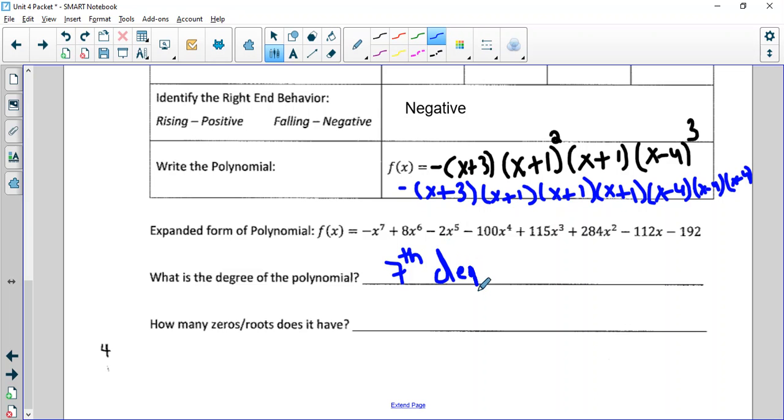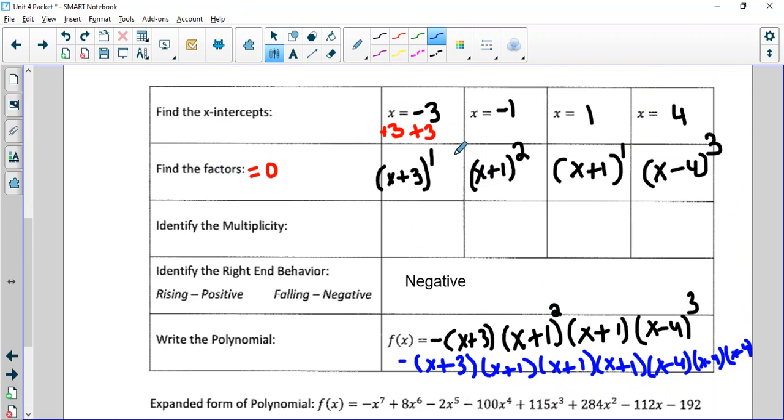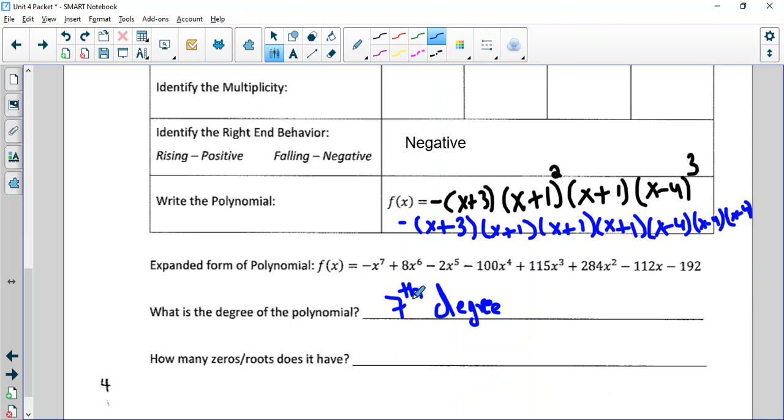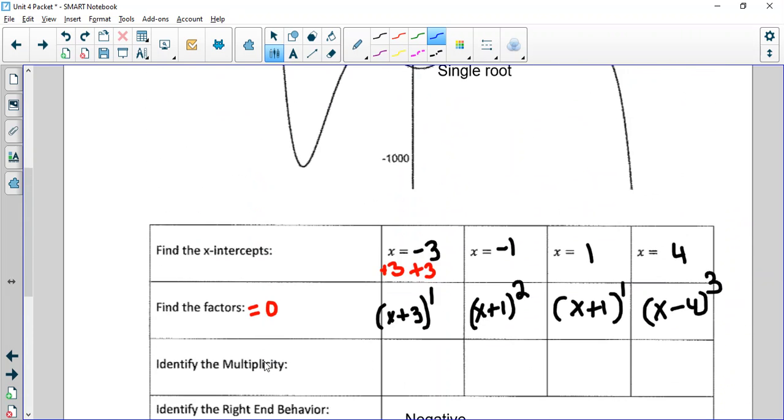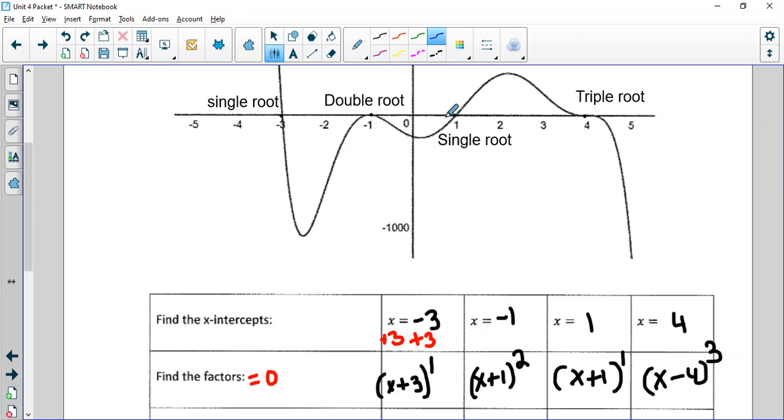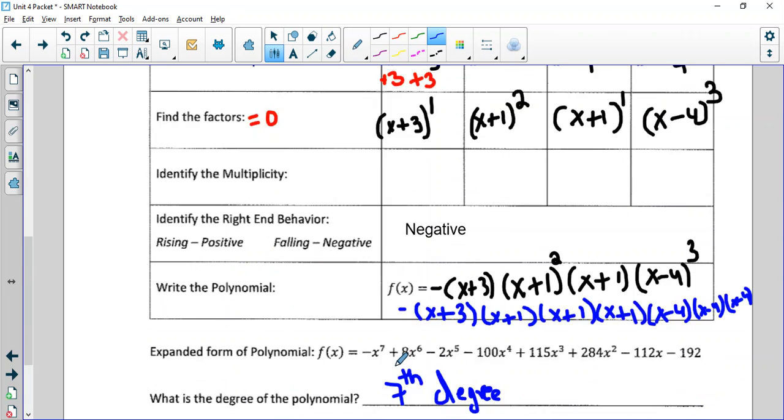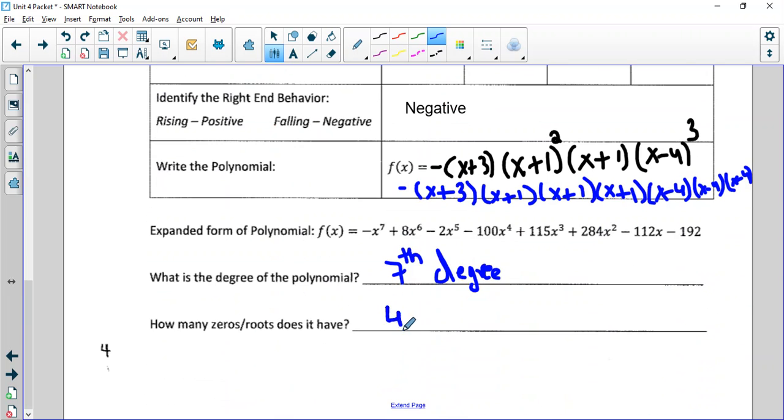Okay. Now, how can I know that it's seventh degree without having to multiply it all out? Well, all you do is add up your multiplicities. So 1 plus 2 is 3, 3 plus 1 is 4, 4 plus 3 is 7. Okay, and how many zeros or roots does it have? Well, it has 1, 2, 3, 4 roots, 4 zeros. So basically 4 x-intercepts.